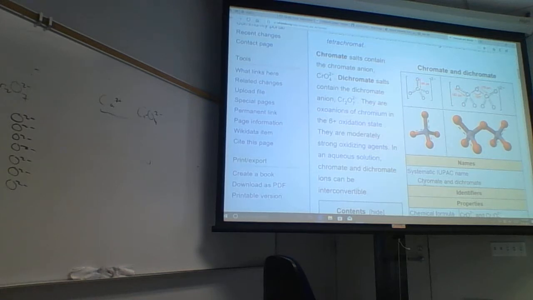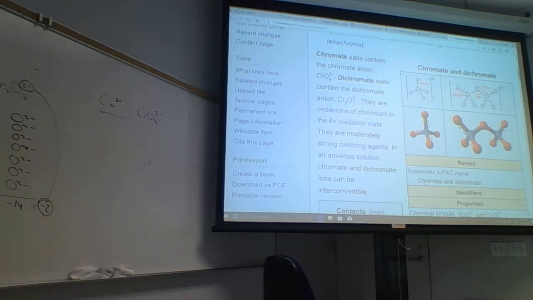The 2 chromiums are going to be what charge? Well, 7 oxides is 7 times minus 2, which is minus 14. This whole thing has to give a net -2 charge right here. And so the positive charge must be positive 12. Positive 12 minus 14 gives us minus 2, which means each chromium is what charge? +6.